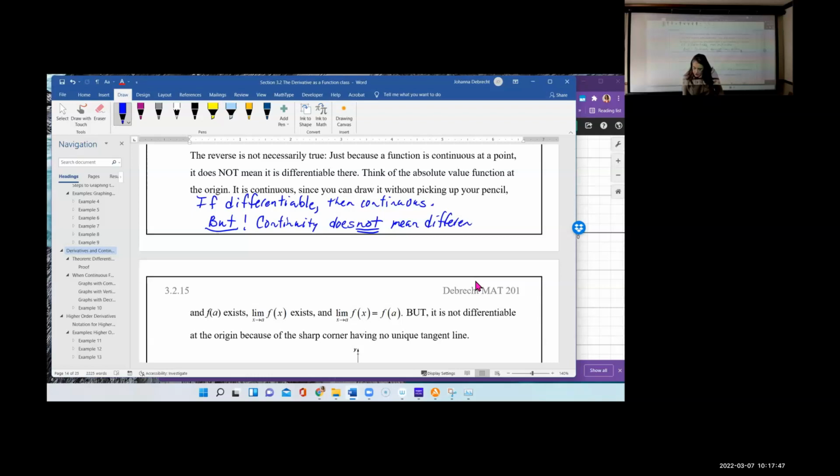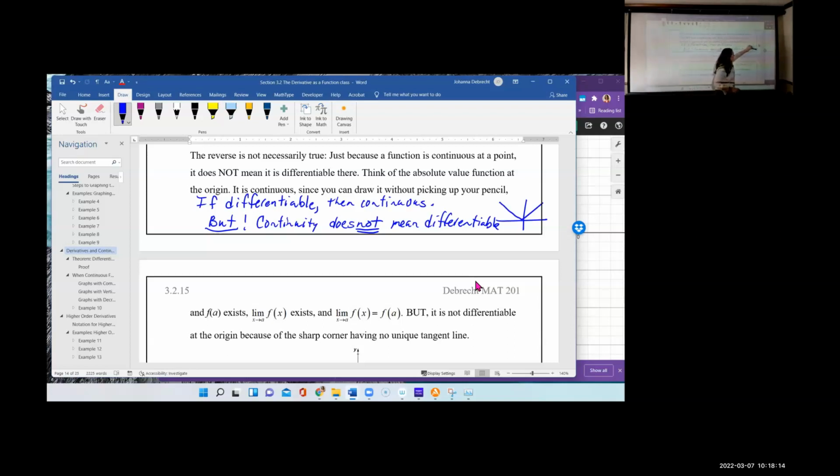And I'll give you a counter example to that, which is the absolute value function. It comes down, it is continuous. You can draw the absolute value function in one motion like this. All right, you have the absolute value function in one continuous motion, but it does not have a derivative at the origin because it has a corner. And there's not a unique tangent line there.